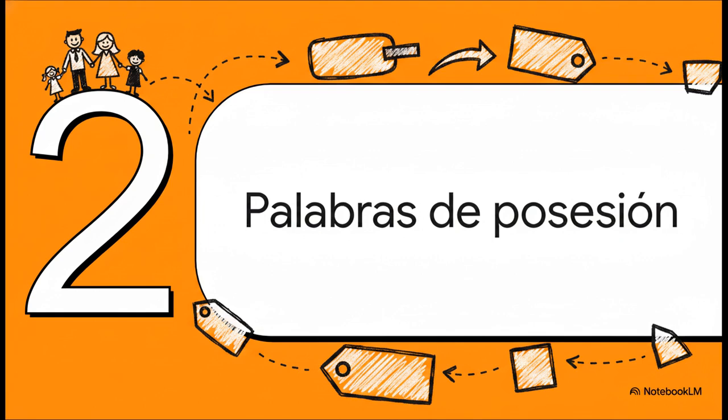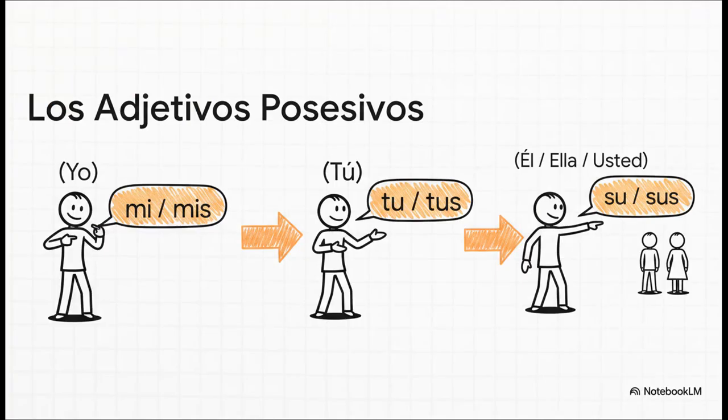We need the words that actually connect them, the words that show possession. This is where the real magic happens. You know those little words in English like my, your, or his and her? Well, in Spanish, these are called possessive adjectives. For my, you've got 2 options, mi and mis. For your, it's tu and tus. And for his, her, or a formal your, you'll use su or sus.